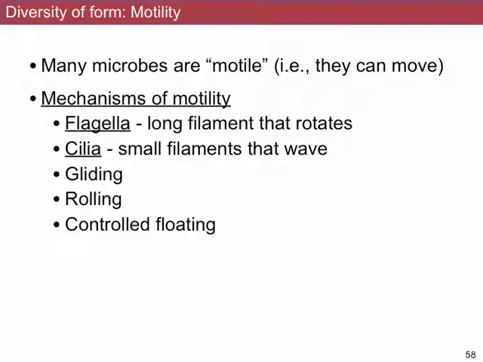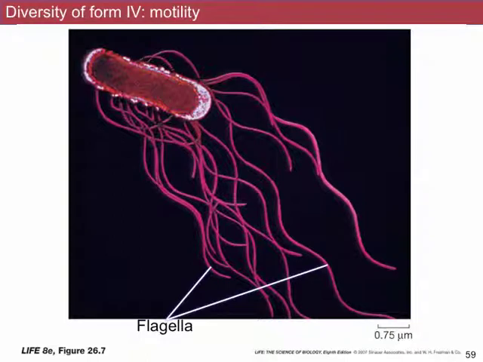Others literally tumble. And then there are some really cool ones that live in water that have these gas vesicles, basically gas bubbles, and they control the amount of air in those gas bubbles, and they can float up and down following the light or the temperature or the oxygen in water. So microbes, you should not view them as being immobile. Most of them can move in some way. And I'm going to show you some of this in more detail.